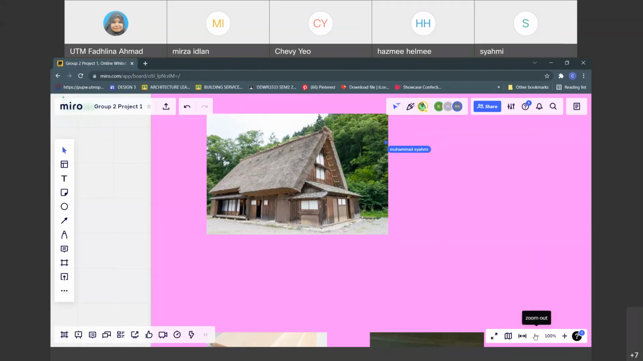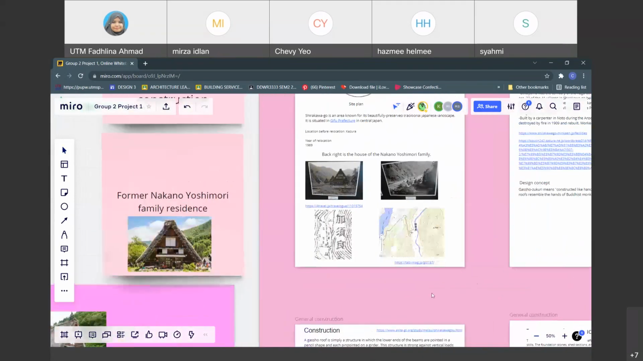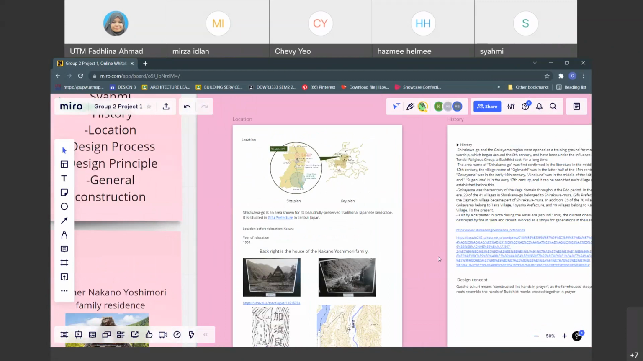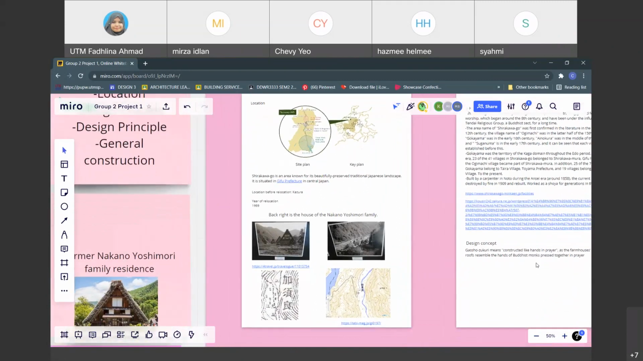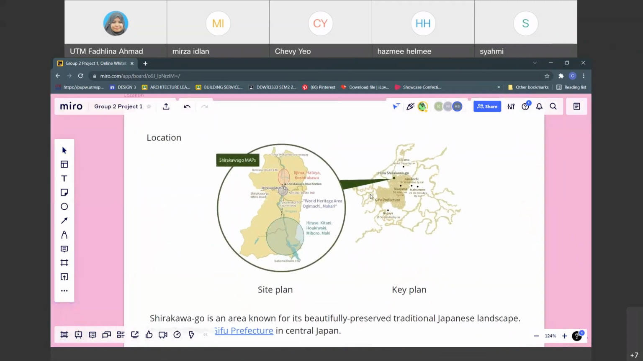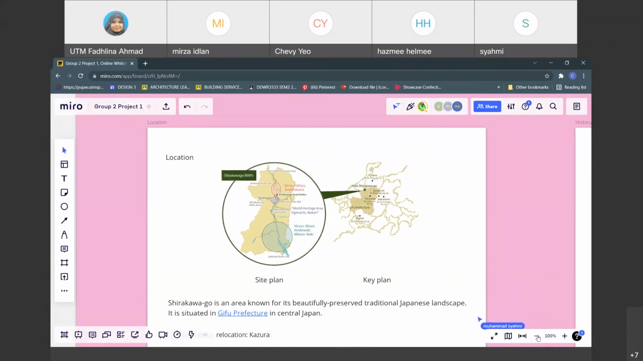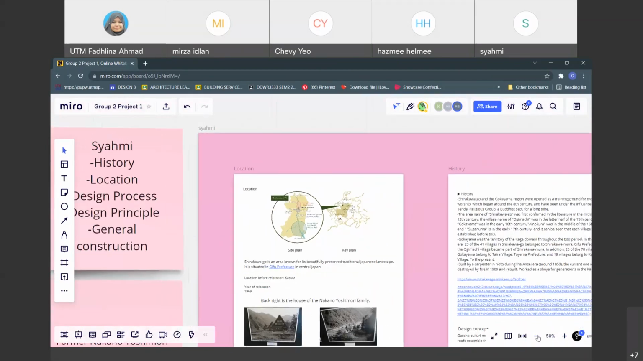How about the site plan? Who is going to cover the site plan? You have already shown your location plan, key plan. What about the site plan? Can you get the site plan? Yes, okay, we already have the site plan. Where is it? This one is key plan. The first one is key plan. The second one is location plan. Where's your site plan? For the site plan, you should show the roof on the side.